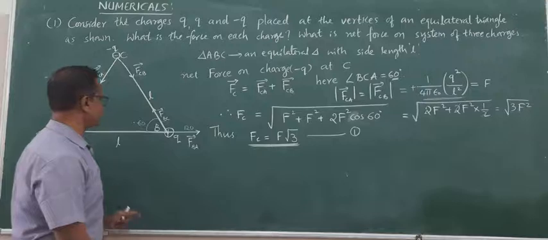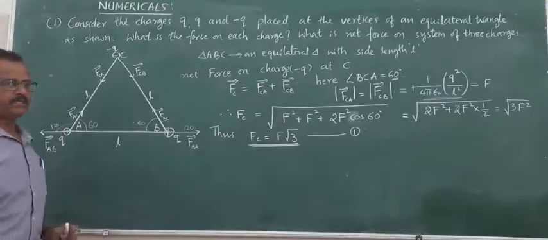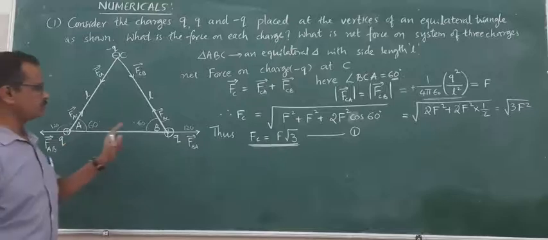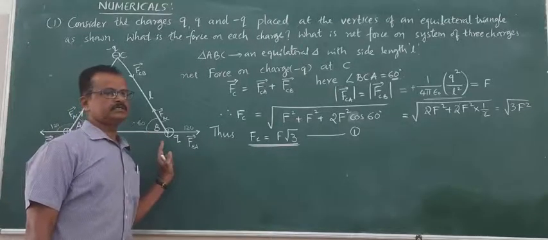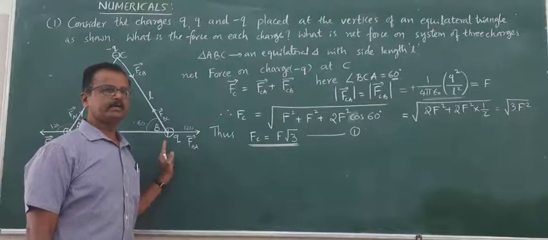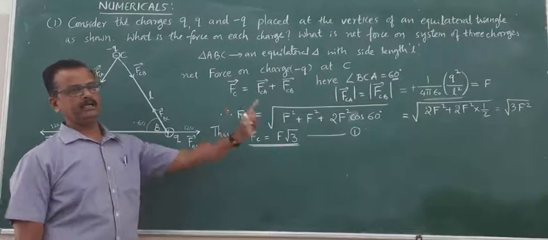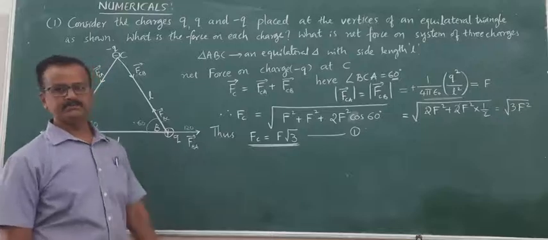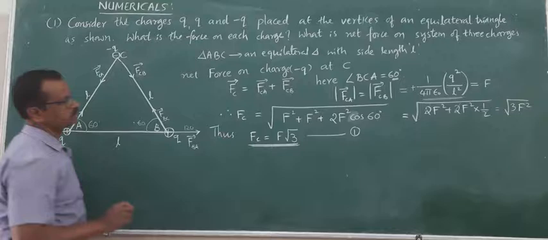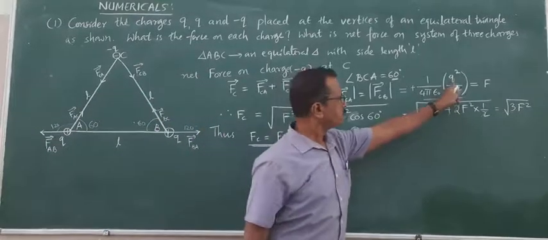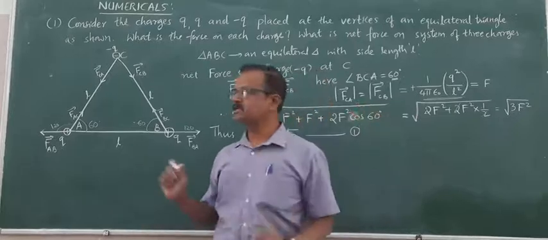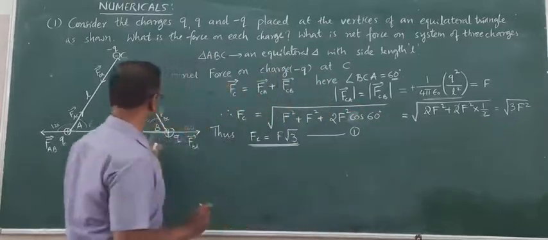In the same way, I can calculate what is force on plus charge Q at A, F A vector, and force on plus charge Q at B, F B vector. So I will be able to get F A vector and F B vector. But you see the difference here. Although the magnitudes are same, Q square upon 4 pi epsilon naught L square, that is F. Magnitudes are F. But here what is difference?